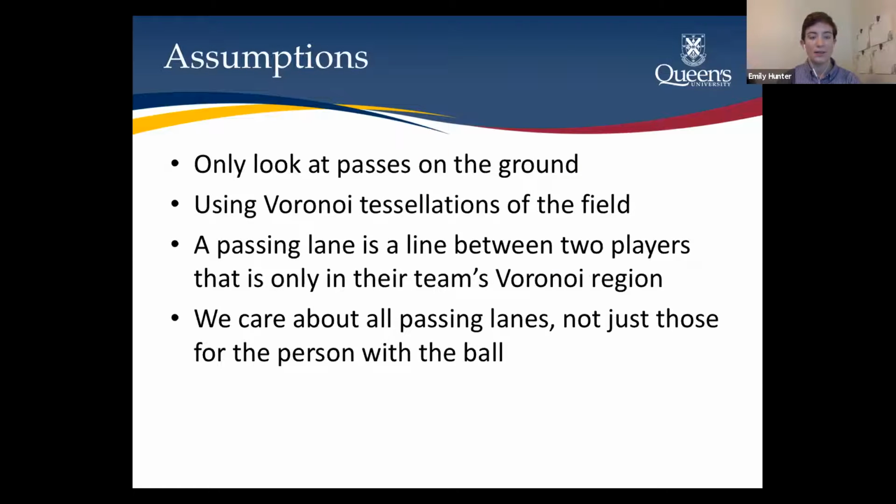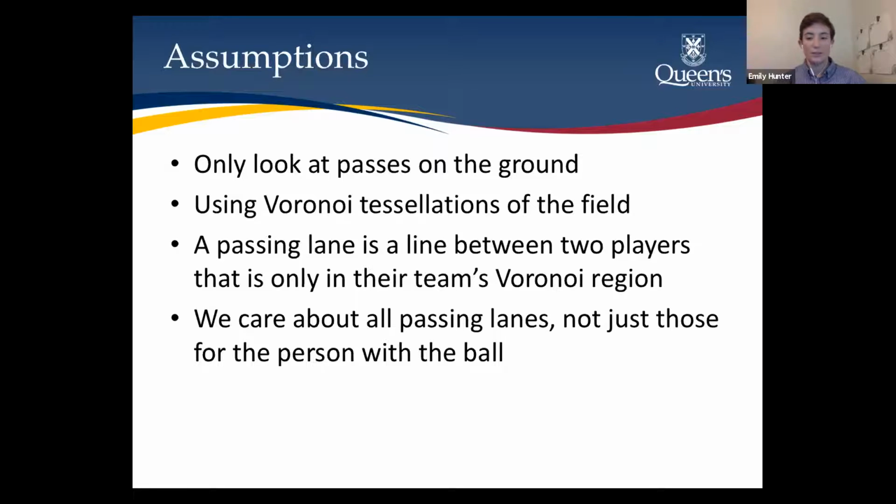But before we go into that, let's talk about the assumptions that we had to make for this. So for this model, we're only going to look at passes on the ground. Passes in the air are much less secure. It's hard to guarantee that it's a successful pass, especially when we're not looking at pro players all the time. We also decided to look at Voronoi tessellations to split up the field. This is a baseline just to create our model, and now we're in the process of turning that into the passable regions that Dan described.